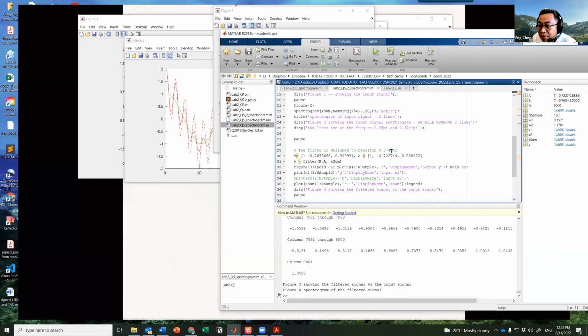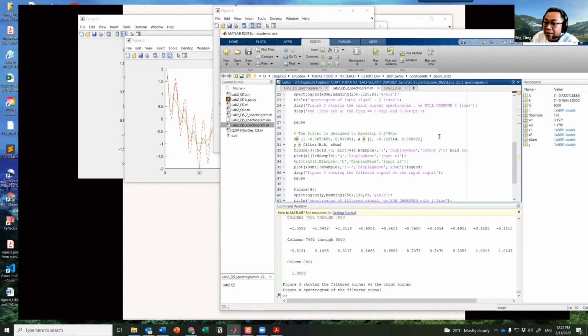The code to deal with this is very simple. I give you B and A. I use my filter B and A on my X sum, and then now I'm showing you my output Y. Where's my output Y? Here.